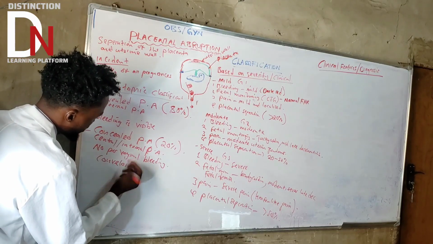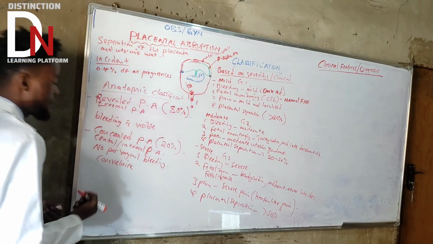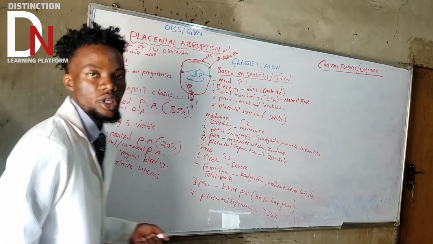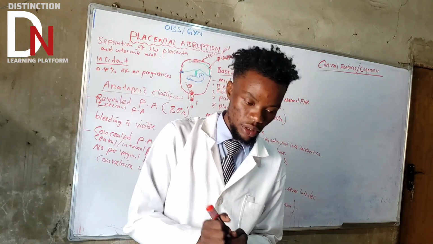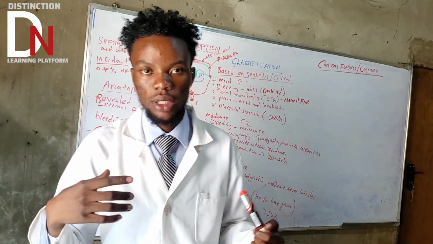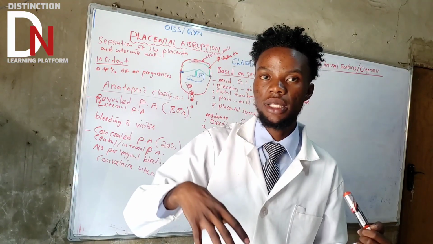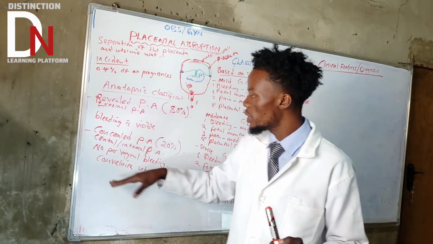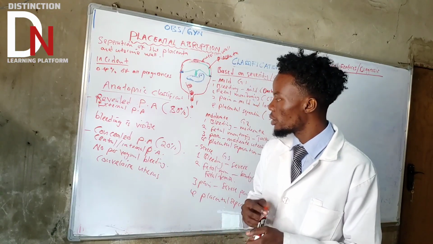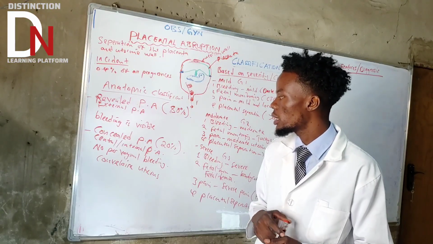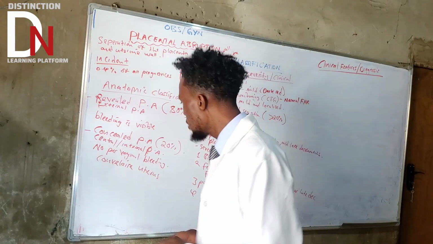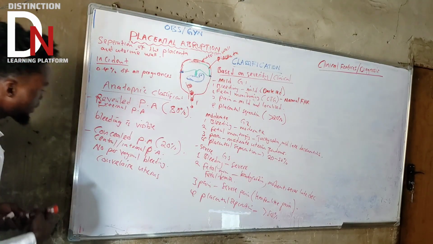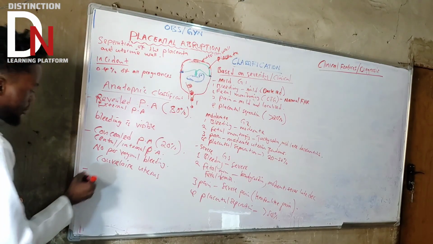Couvelaire uterus. I don't know how you are going to pronounce this. Couvelaire uterus is talking about extravasation of blood in the uterine muscles. That is Couvelaire uterus, and it is a very diagnostic finding that you can use under concealed abruption. So that's the important one. Now, what is the last one according to anatomic classification? The last one is the mixed type.